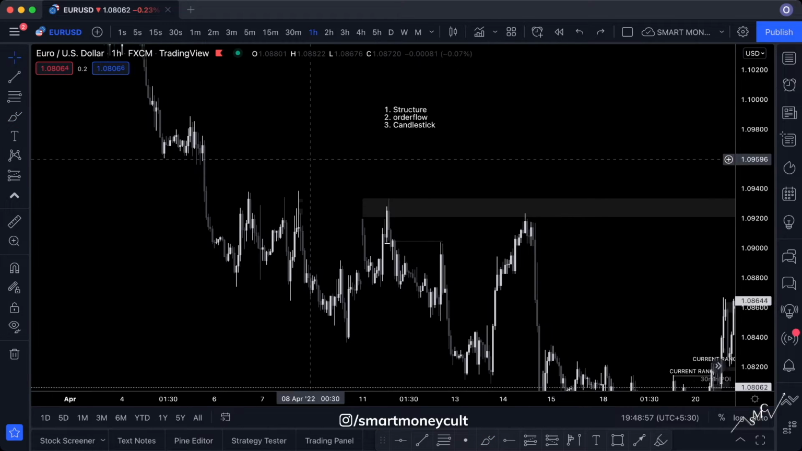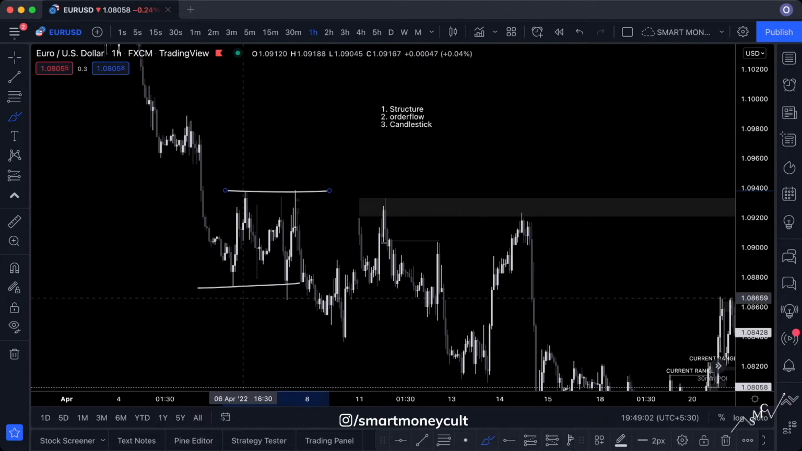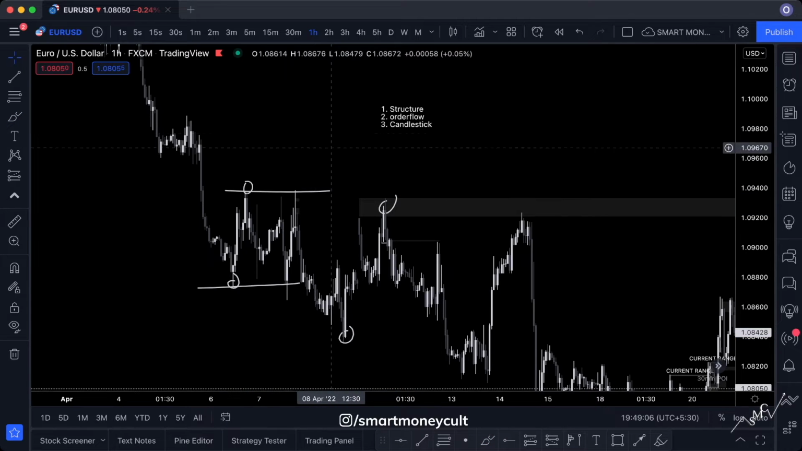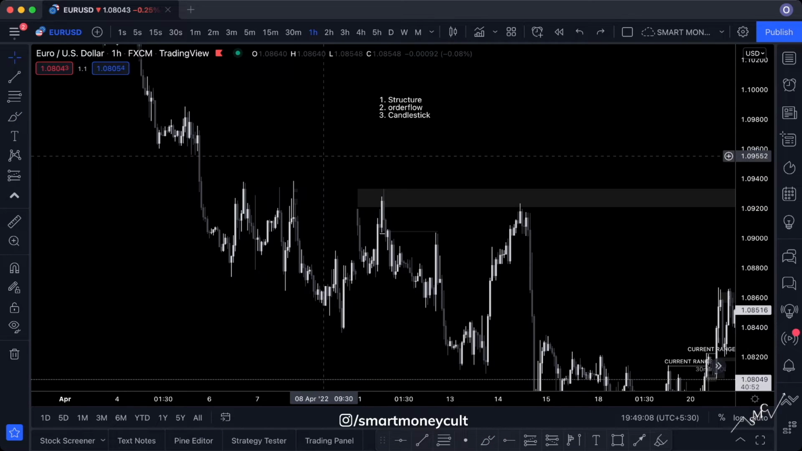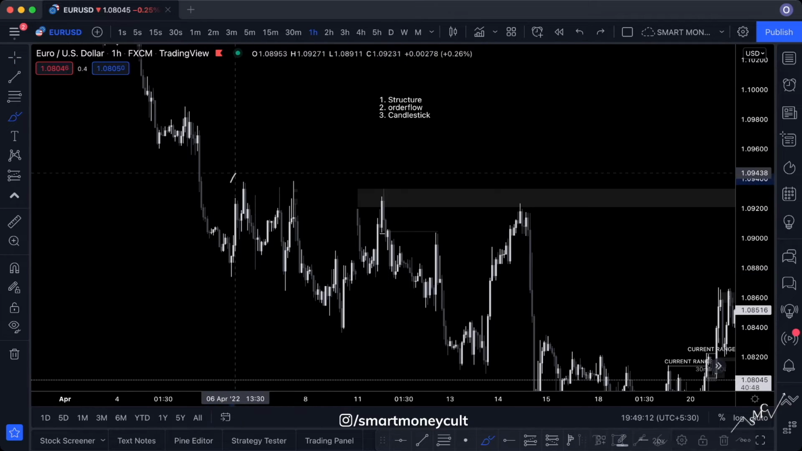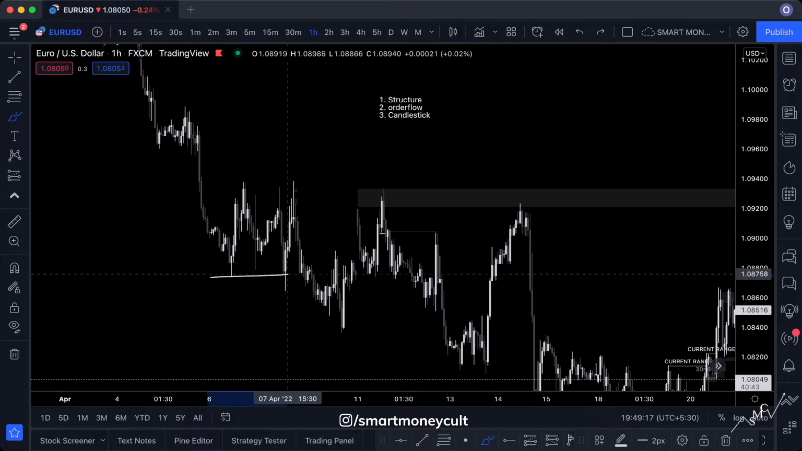So what is the structure? Structure is nothing but it's basically a swing. This is a swing, as you would like to call it. These are just your regular swing points. And how do you identify them? I don't think that anyone who's watching this video has any difficulty identifying swing points. So this is a basic structure.